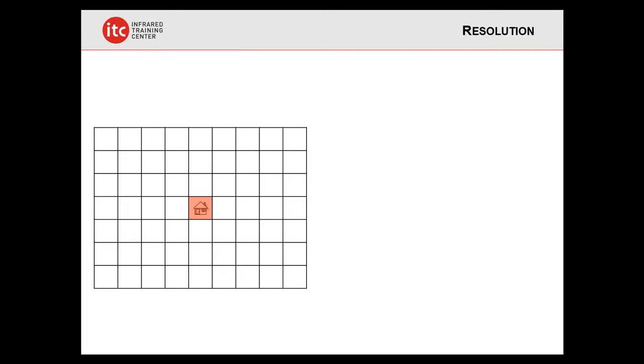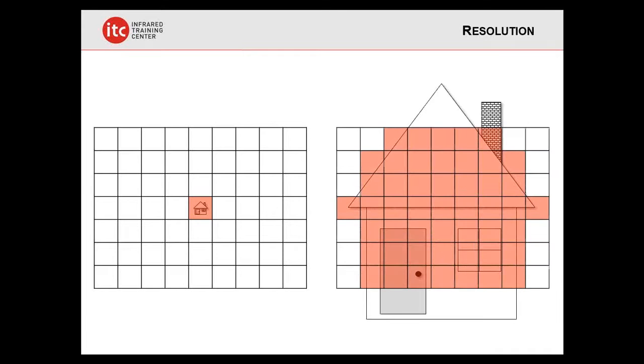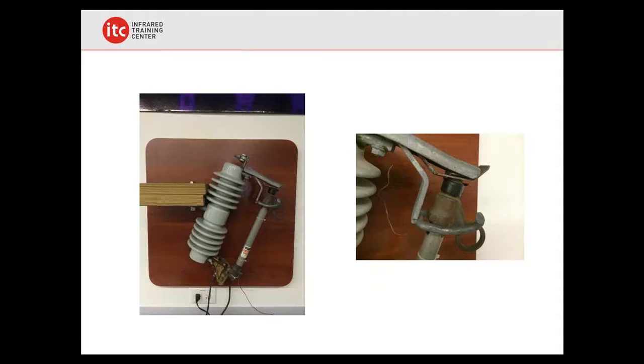Not really good resolution. But to get better resolution, I either have to get closer or use some type of different lens to put more detectors on the target. And that in essence is resolution. How many detectors do we have on that target to be able to resolve details correctly?